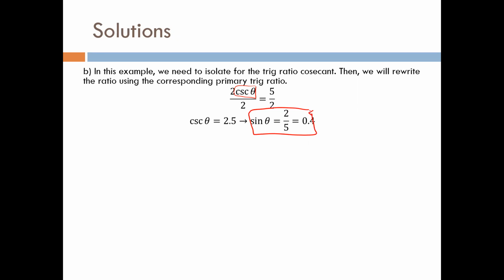which I can actually write as the reciprocal. So I'm going to write that as the reciprocal primary trig ratio, which is going to be sine theta is equal to 2 over 5. And then this ends up giving me 0.4. So that means that sine theta is equal to 2 over 5 or 0.4.